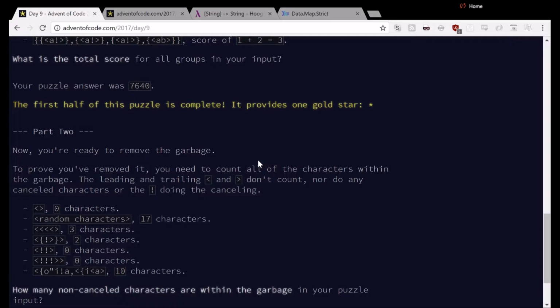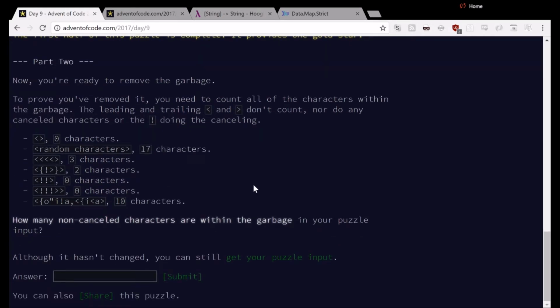To prove you've removed it, count all the characters within the garbage. How many non-cancelled characters are within the garbage? Okay, so get day 9, part 1. Okay, so this is actually relatively simple. We just don't add depth in these cases. Non-cancelled characters. Plus 1? Is that it? I think so.